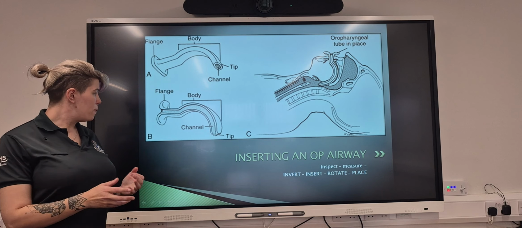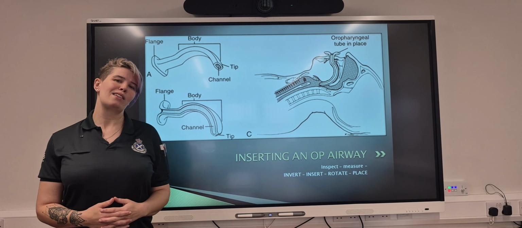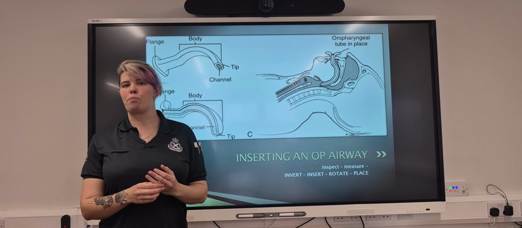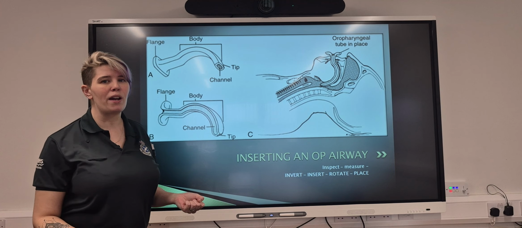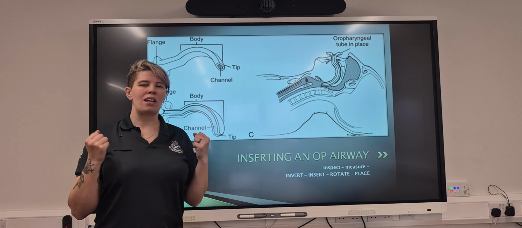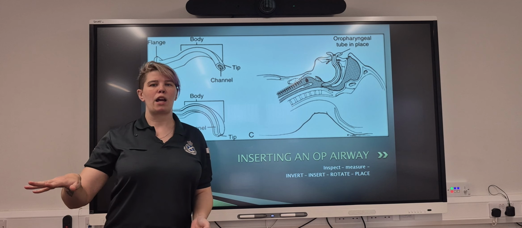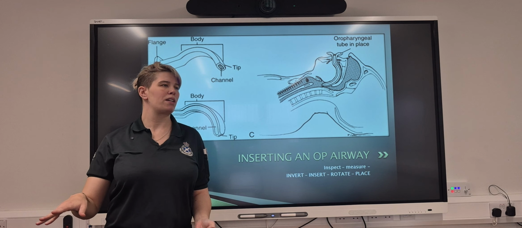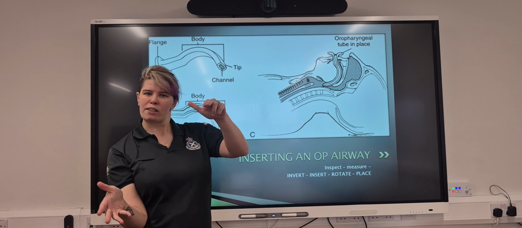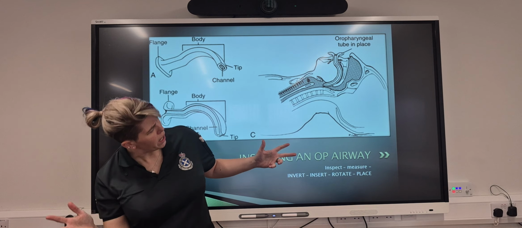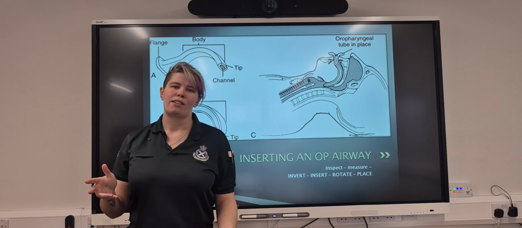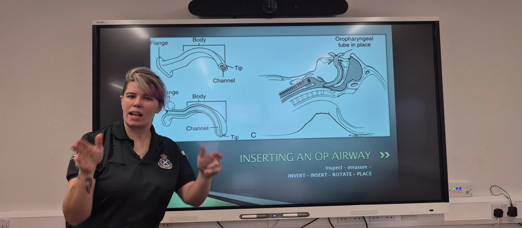Lastly, at the top of your ladder is inserting an OP airway. Head tilt chin lift and jaw thrust are both really easy ways of maintaining an airway. They're quick, they're effective. However, the second you let go, that airway is lost. A lot of the time when I see people doing a cardiac arrest scenario, they'll do a nice head tilt chin lift, and then they'll let go when they're checking for breathing, and I've got to remind them, look, that's now a closed airway. So if you're checking for breathing, maintain that head tilt chin lift.